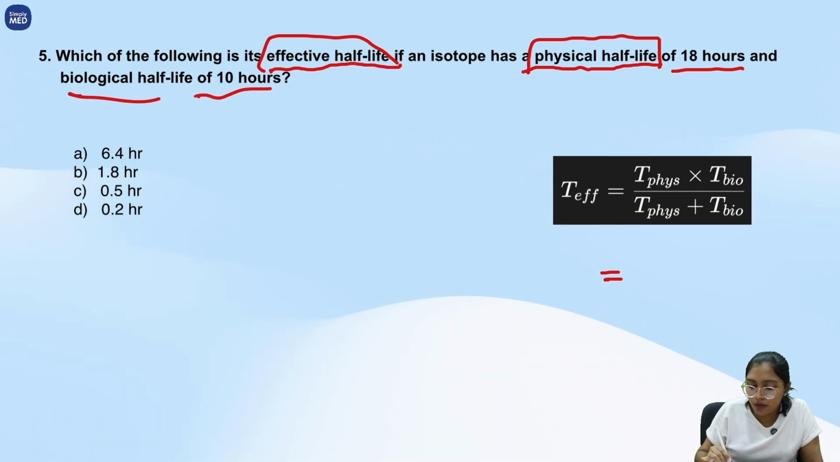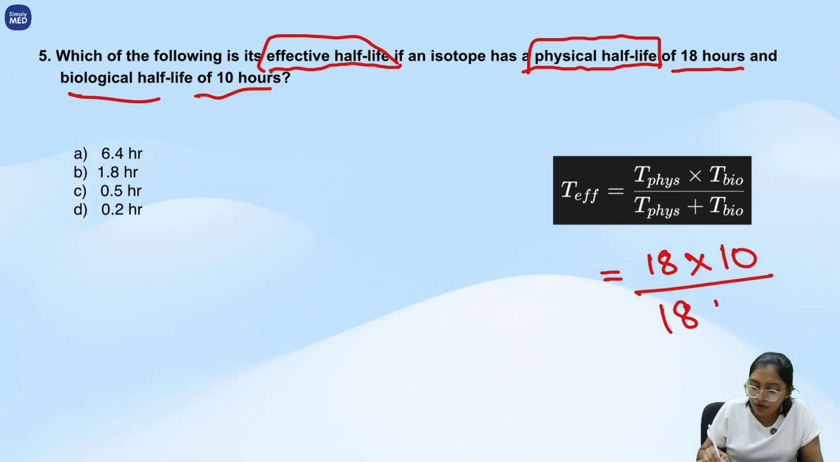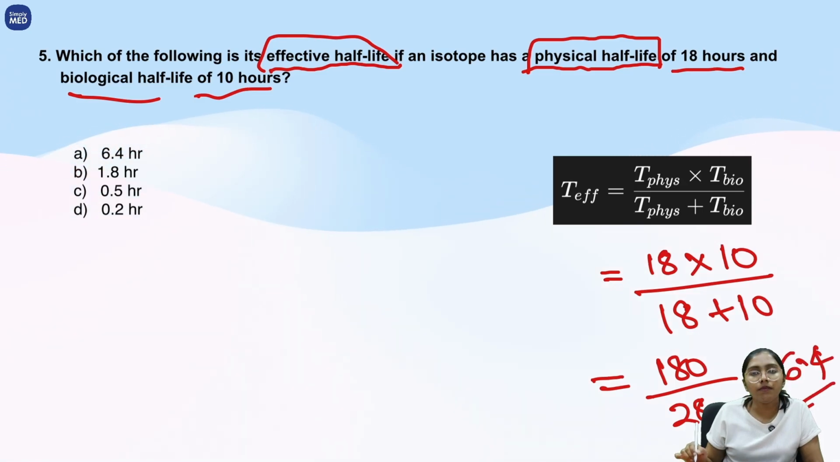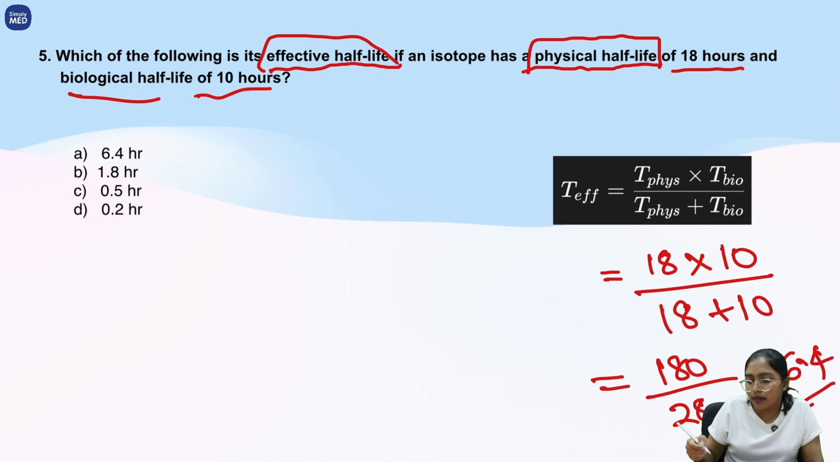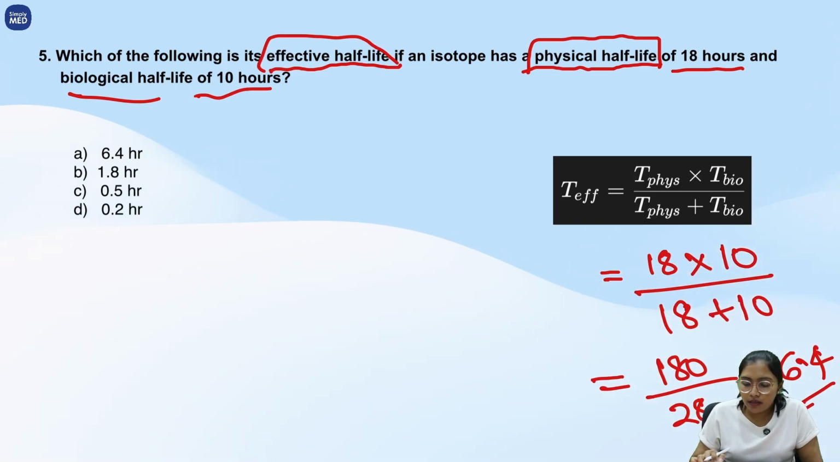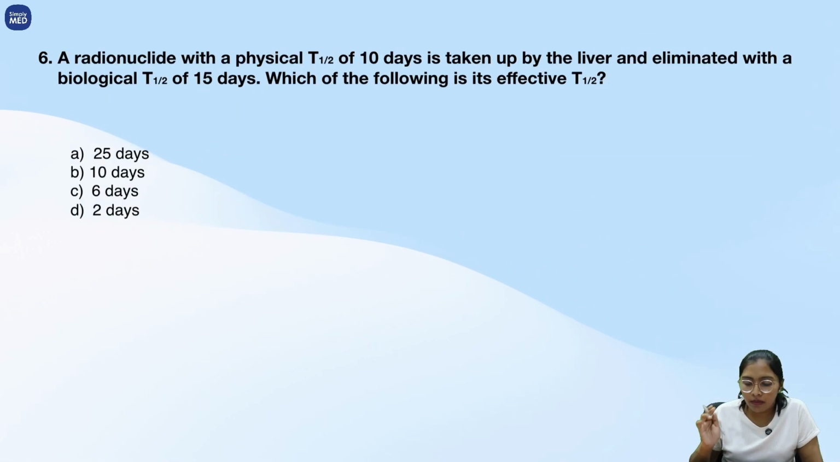So T effective is equal to, what is our physical half-life? 18. So physical half-life into biological half-life, which is 10, divided by physical half-life plus biological half-life. So 18 into 10 is 180, 18 plus 10 is 28, that will give us 6.4. Okay, so this one is a rather simpler calculation than the first one, right? So this is how we find out the effective half-life. Now let's just practice two more from the same equation.